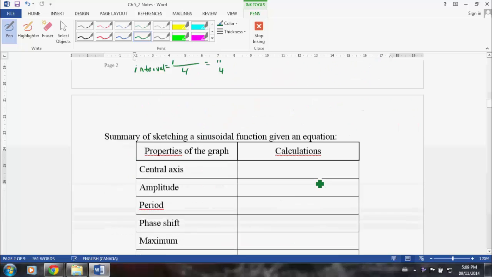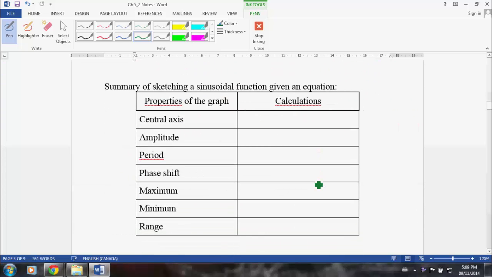Let's take a look at this summary here of sketching these things. The central axis, now in our case it was, I think it was y equals 2, but where does that come from? That is D. The central axis is going to be D. So whether it's positive or negative, that's where it'll be. So if we have y is equal to, I'll just write it out one more time, A multiplied by the sine of B (x minus C) plus D. Okay, if that's it, your central axis is at D, or I'll even say y is equal to D.